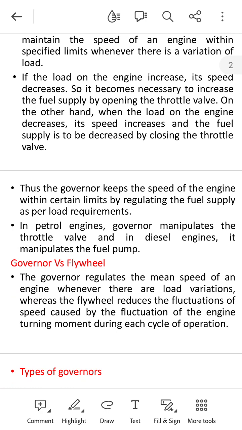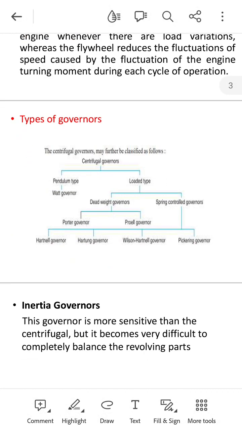For example, in a petrol engine the governor manipulates the throttle valve, and in diesel engines it manipulates the fuel pump. Now differentiate the governor and the flywheel. The governor regulates the mean speed of the engine whenever there are load variations, whereas the flywheel reduces the fluctuation of speed caused by the fluctuation of engine turning moment during each cycle of operations.